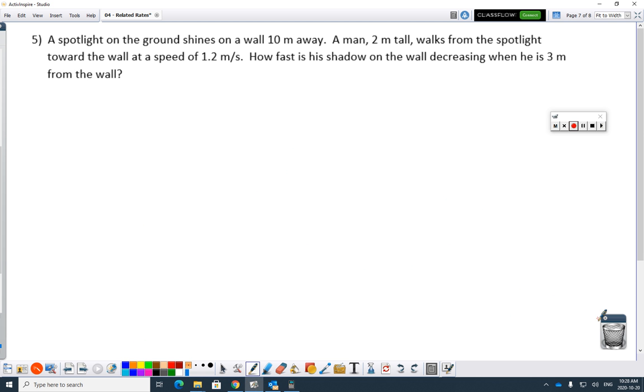A spotlight on the ground shines on a wall 10 meters away. A man 2 meters tall walks from the spotlight towards the wall at a speed of 1.2 meters per second. How fast is the shadow on the wall decreasing when he's 3 meters? I don't know. Picture.